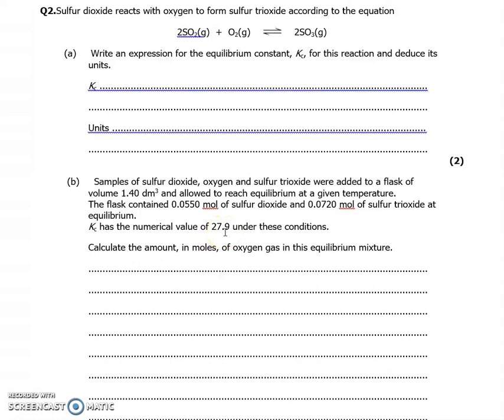So what you have to do then is to rearrange your equation to get the concentration of oxygen on its own, and then convert that concentration into a number of moles by eventually multiplying by the volume. Okay, so you can have a go at that one.